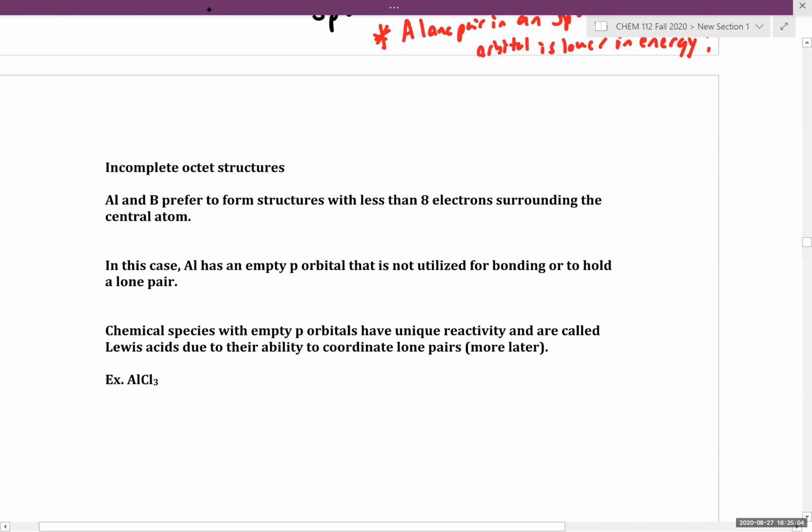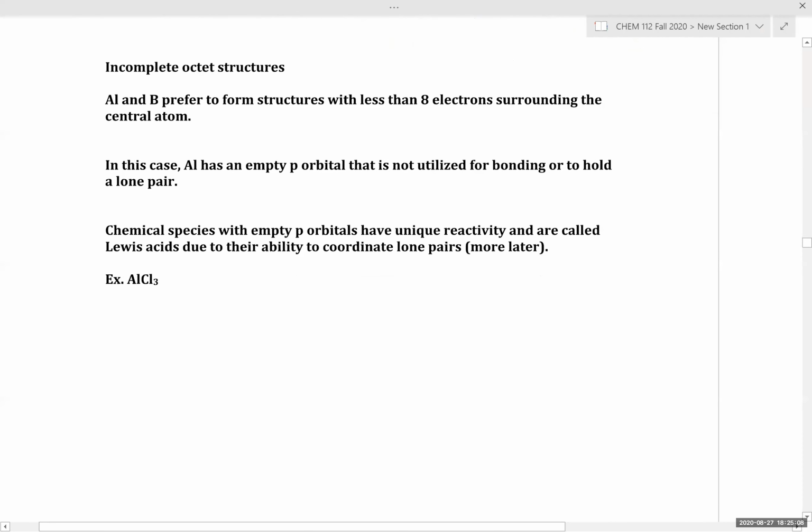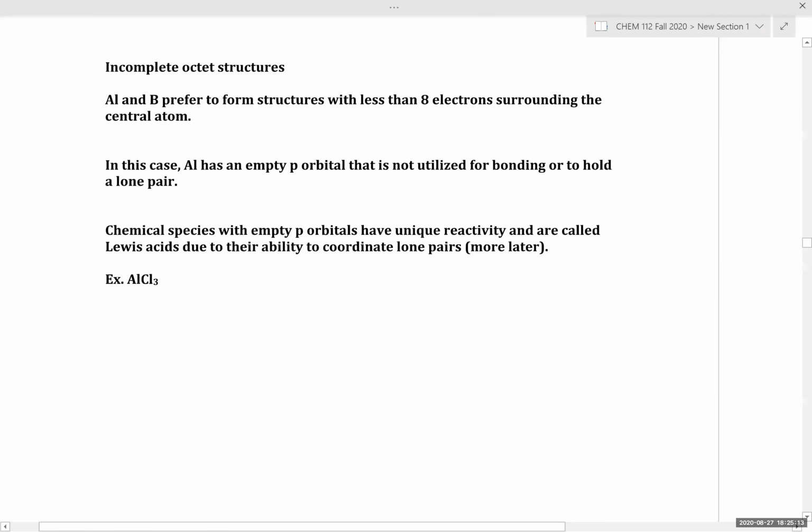and talk about structures called incomplete octet structures. And don't worry, we'll come back to the sp hybridization, but these incomplete octet structures are directly related to this idea of sp2 hybridization and p orbitals.